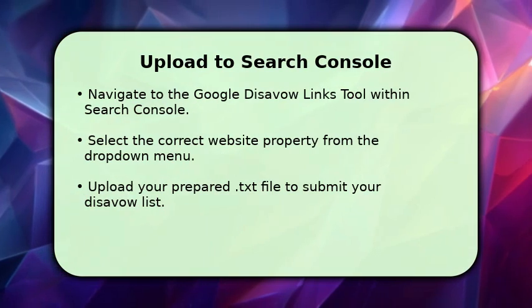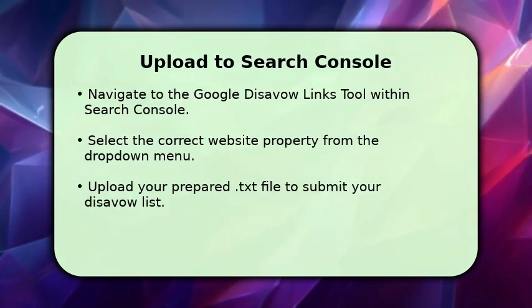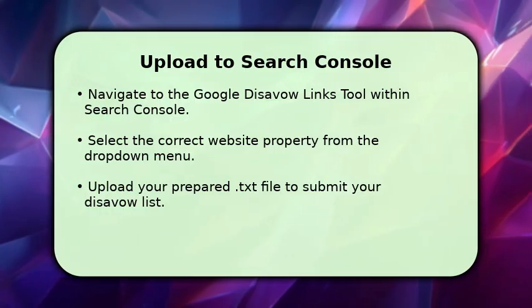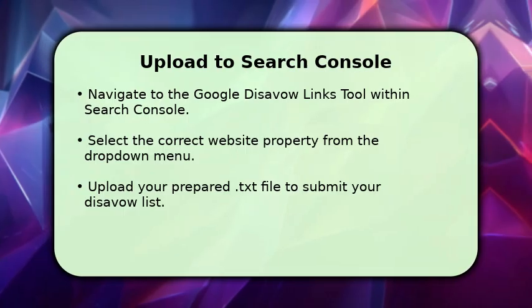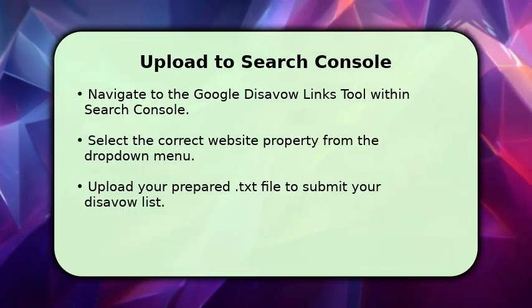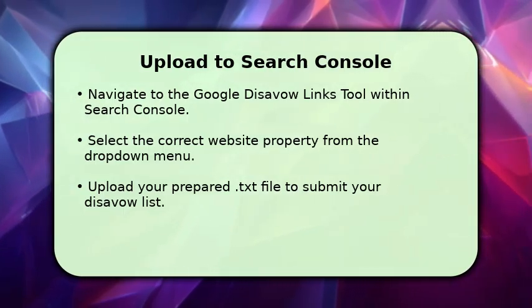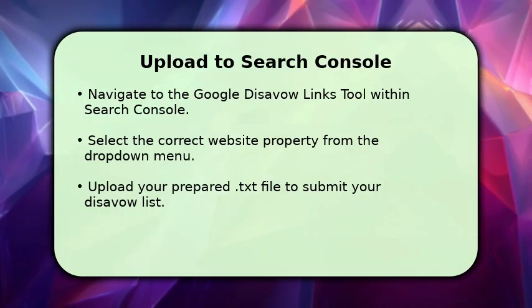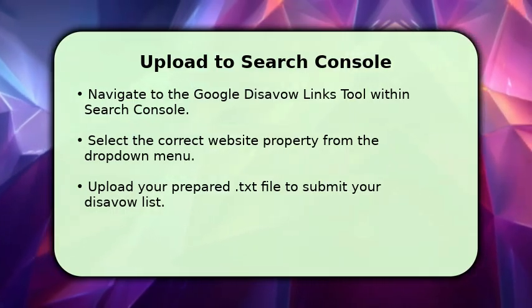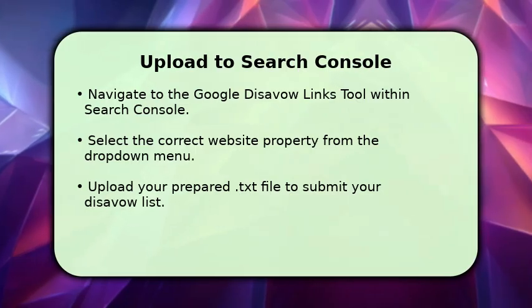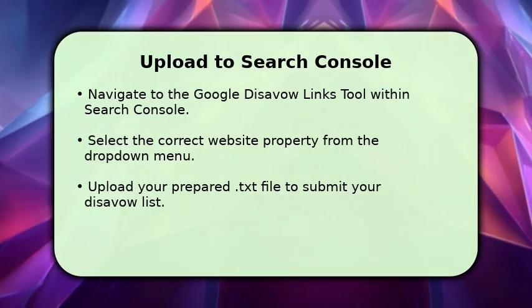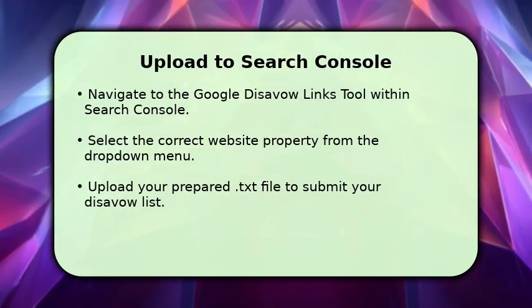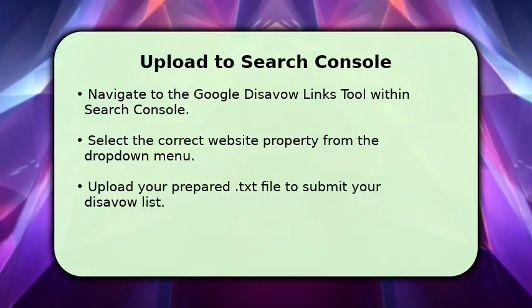With your disavow file ready, it's time to upload it to Google Search Console. First, log into your Search Console account and navigate to the Disavow Links tool. You will need to select the specific website property for which you are submitting the file from the drop-down menu. Then, simply click the Upload Disavow List button and choose your prepared TXT file. Confirm the submission, and Google will begin processing your request.